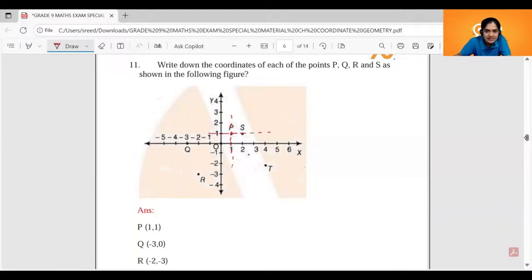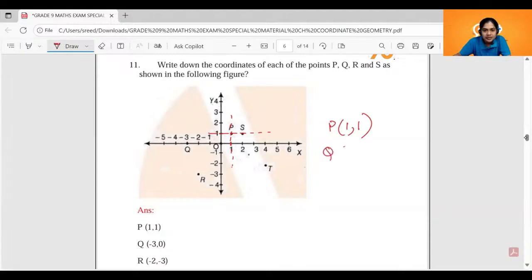Correct? So it's meeting on the x-axis at 1. What about the other perpendicular, the horizontal one? It's meeting on the y-axis again at 1. Correct? So you got the point P(1, 1).